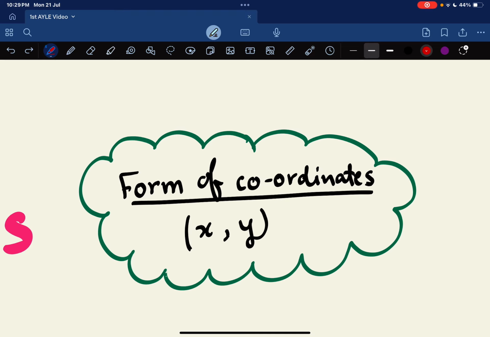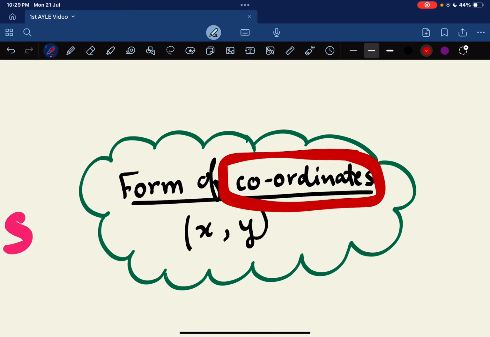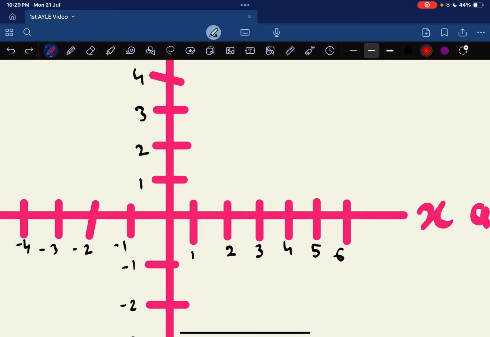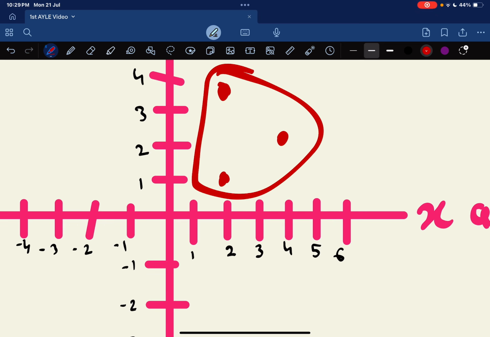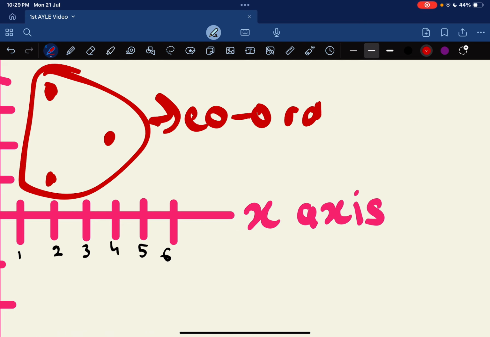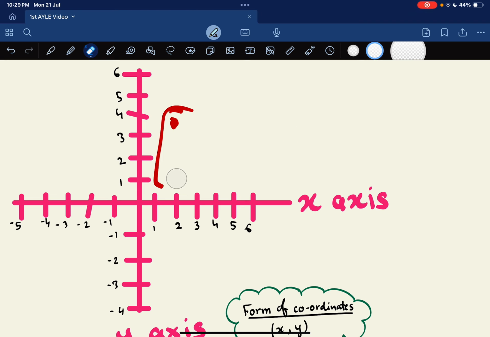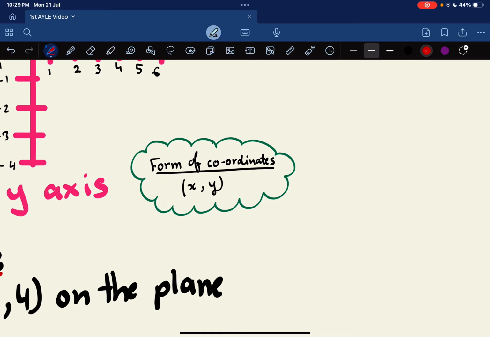So, coordinates basically are points on this Cartesian plane. So maybe there's a point here, maybe there's a point here, maybe there's a point here. All of these points, these are coordinates. Coordinates. All right, nothing fancy, just coordinates. Now, let's go back to here.